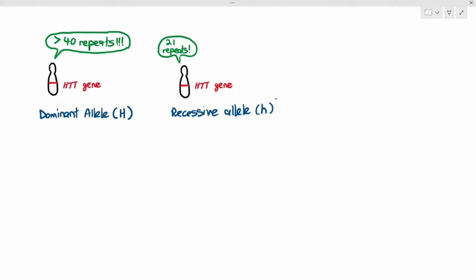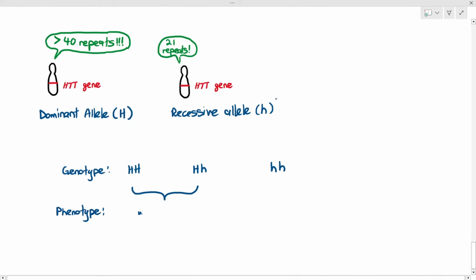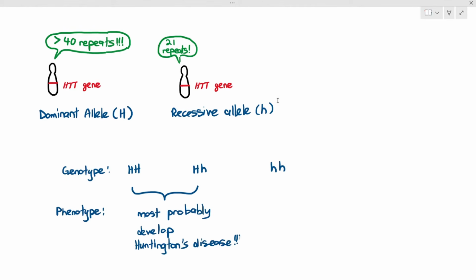That's the scary part. So, if the person is large H, they most probably will develop Huntington's disease. If large H, small h, again, even if heterozygous, the large H allele can express itself over the small h allele. So most probably they develop Huntington's disease. But if they are homozygous recessive, small h, they will not develop Huntington's disease. That's the scary one right here.